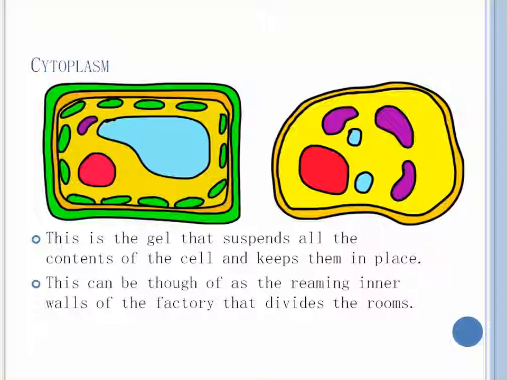Lastly, we have the cytoplasm. The cytoplasm is that yellow stuff that you see on your screen. It is a gel that suspends all the pieces of the cell and keeps them in their place and also keeps them regulated. A way you could think of the cytoplasm is that it's kind of a barrier between these areas of the room, so you could think of them as additional walls.